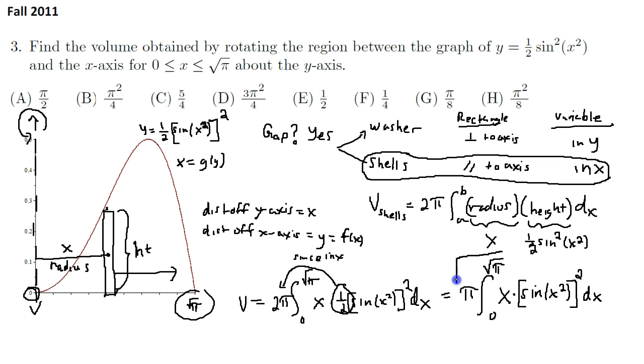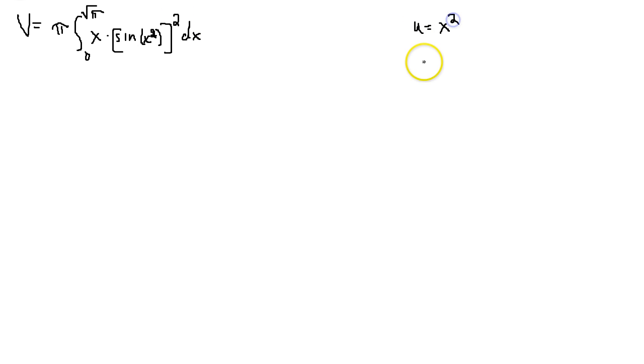Okay, great. So let me take this to the next slide over and pick up from there. We have the volume equals pi times the integral from 0 to root pi of x times the sine of x squared, whole quantity squared, dx. We're going to do a u substitution. If I let u be x squared, then du would be 2x dx. So I take half of du to replace x dx. So we're talking about half times the integral of sine of u, but that's squared.